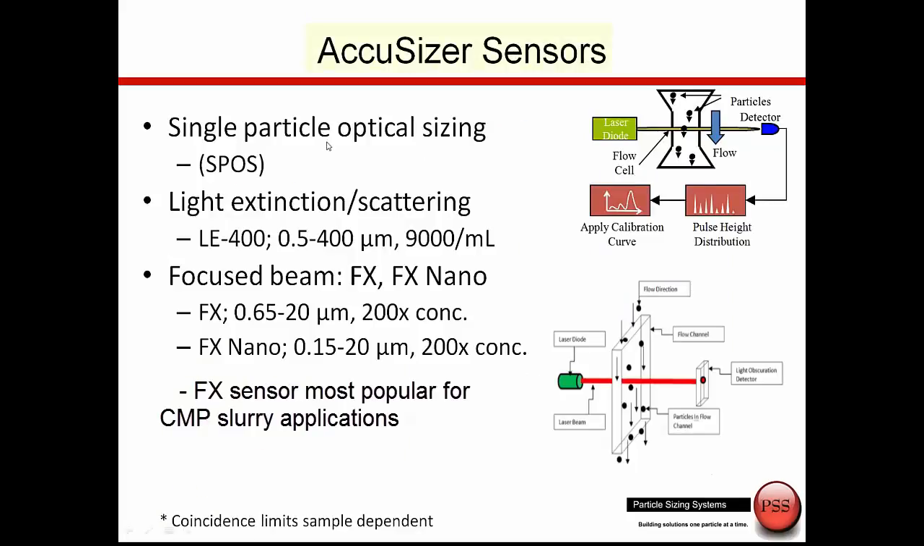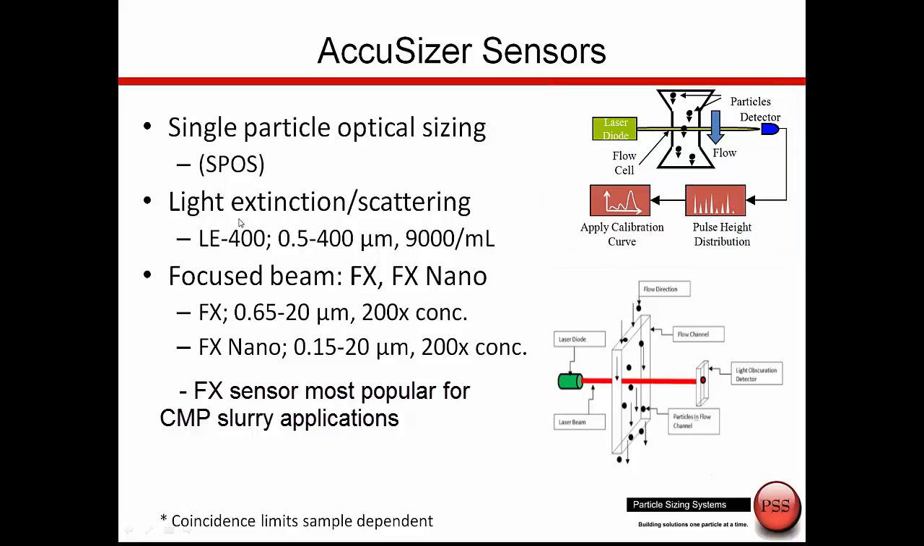So let's talk a little bit about the sensors. We have different sensors, but they're all based on single particle optical sizing. In the graph you see in the upper right, we have particles coming through a constricted flow cell. We have a light source, happens to be a laser diode. And we have a detector. Now this detector could be just an extinction detector looking at the light blocked by the passage of particles, or it could look at the scattered light from the particles, or it could look at both. But the basic idea is as particles pass through the light source, it either scatters or extinguishes light. We have a detector or detectors which then look at the pulse height generated by the particle passing through there, and then by using a calibration curve convert the pulse height distribution into the particle size distribution.